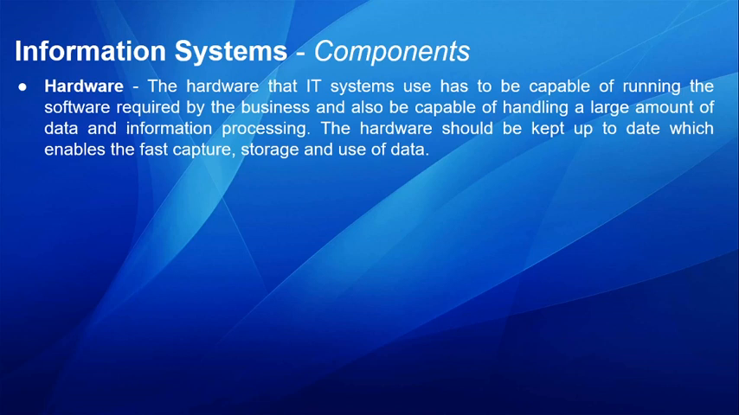Next, hardware. The hardware that an information technology system uses has to be capable of running the software required by the business and also be capable of handling a large amount of data and information processing. The hardware should be kept up to date, which enables the fast capture, storage, and use of data.